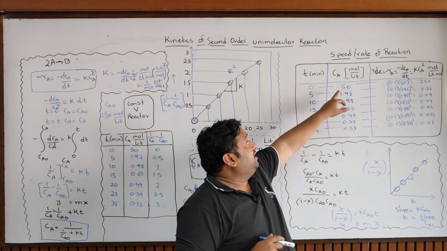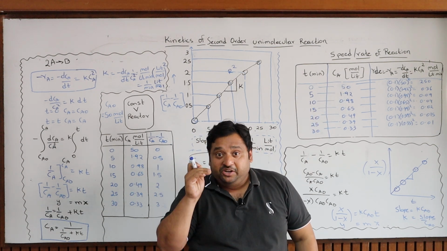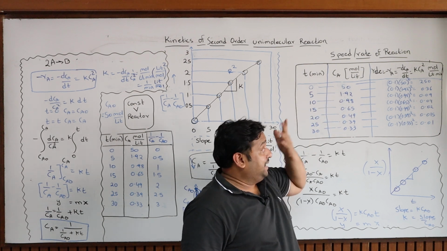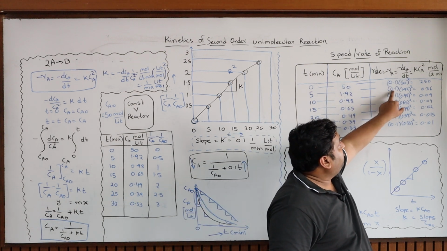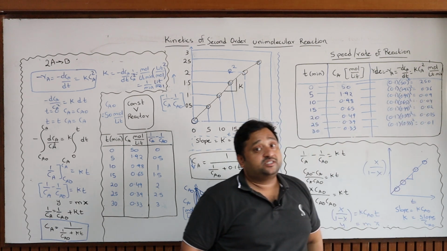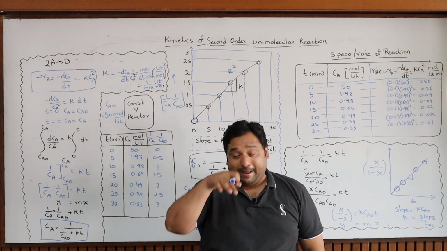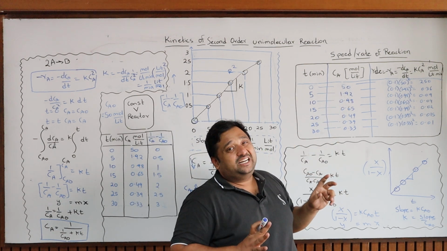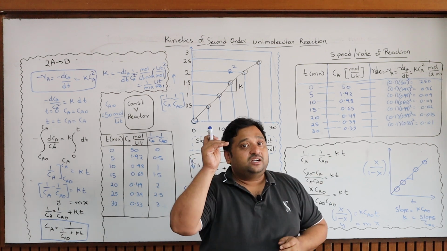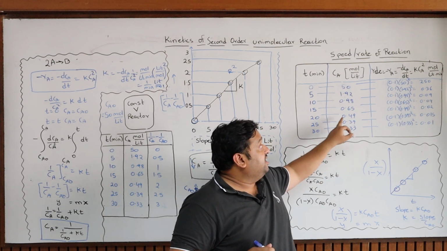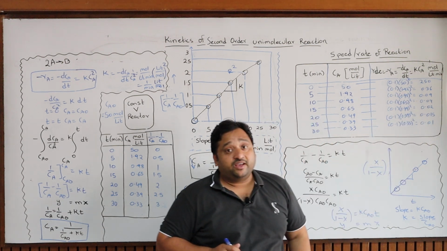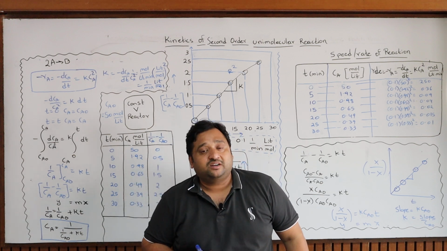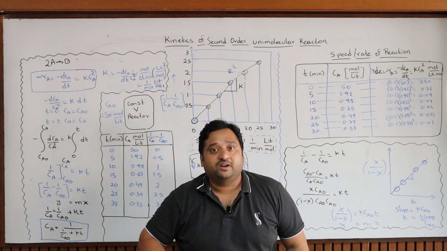But as the concentration of A is getting reduced in the reactor, at the second instance the concentration is 1.92 after 5 minutes. At this concentration the speed is 0.1 into 1.92 square, which is 0.36 mole per liter per minute. As you can see, if the concentration is more, the reaction will try to proceed at a high speed. As the concentration of A is reducing, the speed is also reducing. You can see the starting speed, at 50 mole per liter concentration, is 250 mole per liter every minute.